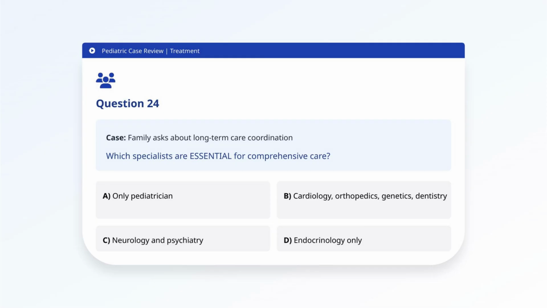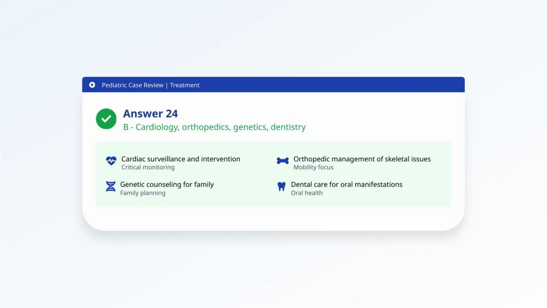Which specialists are essential for comprehensive care? Option A, only a pediatrician. Option B, cardiology, orthopedics, genetics, and dentistry. Option C, neurology and psychiatry. Or option D, endocrinology only. The correct answer is B, cardiology, orthopedics, genetics, and dentistry.